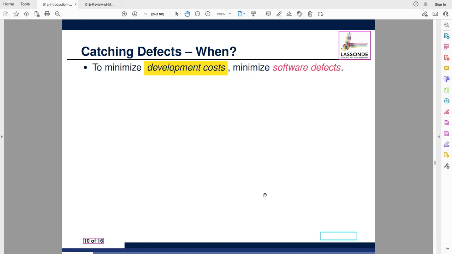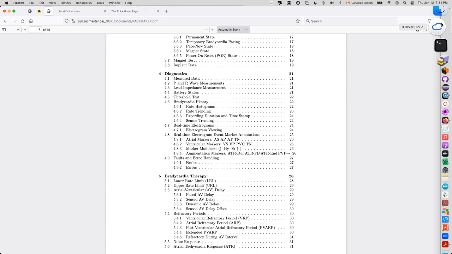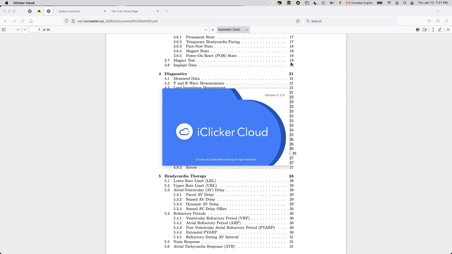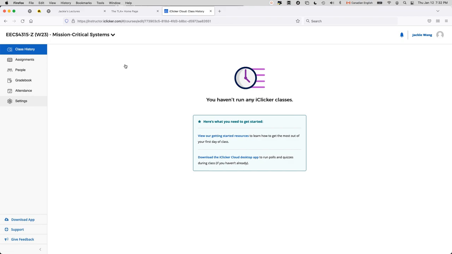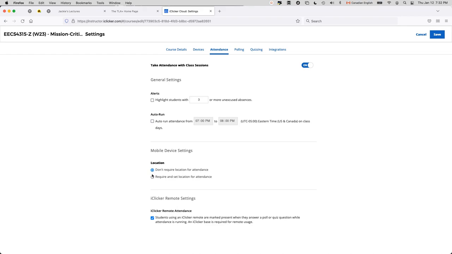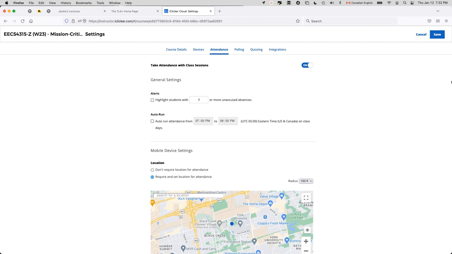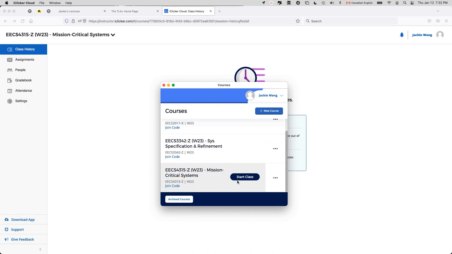Why don't we try taking some attendance, okay? I'll show you the process over here. Typically, what I would do is I need to first of all refresh my location. I'll show you what I mean. I'll need to launch the iClicker from my end, and then, yeah, you guys can just get your mobile device ready, okay? It takes a little bit of time. Okay, so 4315. So what I will do is I need to, first of all, go to the course online to change some setting quickly. And then settings, attendance, and then don't require, require. Otherwise, you would think I'm still in the Sun building, right? Somehow funny enough. So that's why I'm going to refresh it, okay? Okay, done. So now I can start a class, and you guys can just get ready, okay?